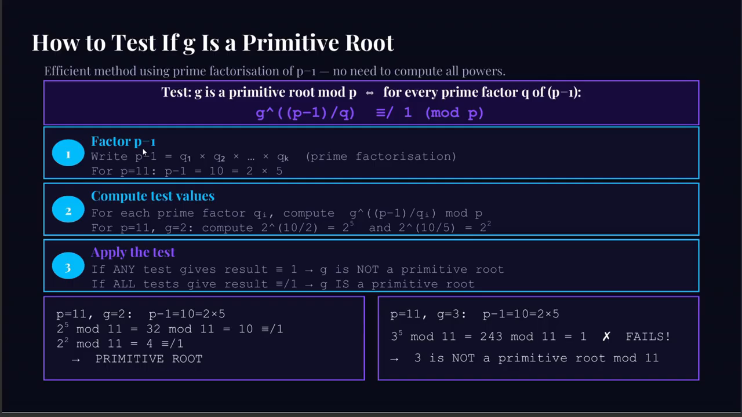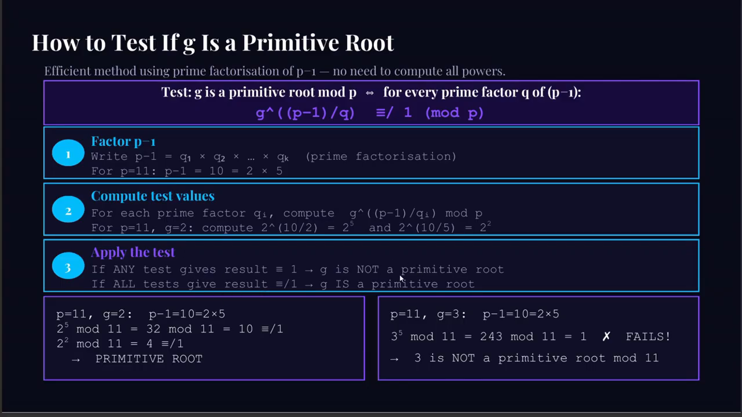For example, for p equal to 11, p minus 1 equals 10. So the factors are 2 and 5. For g equal to 2, we compute g raised to 10 by 2 and g raised to 10 by 5. So it becomes 2 raised to 5 modulo 11, which is 10, and 2 raised to 2 modulo 11 equals 4, neither of which equals 1. So the next step is the decision. Since all the tests pass, 2 is a primitive root.